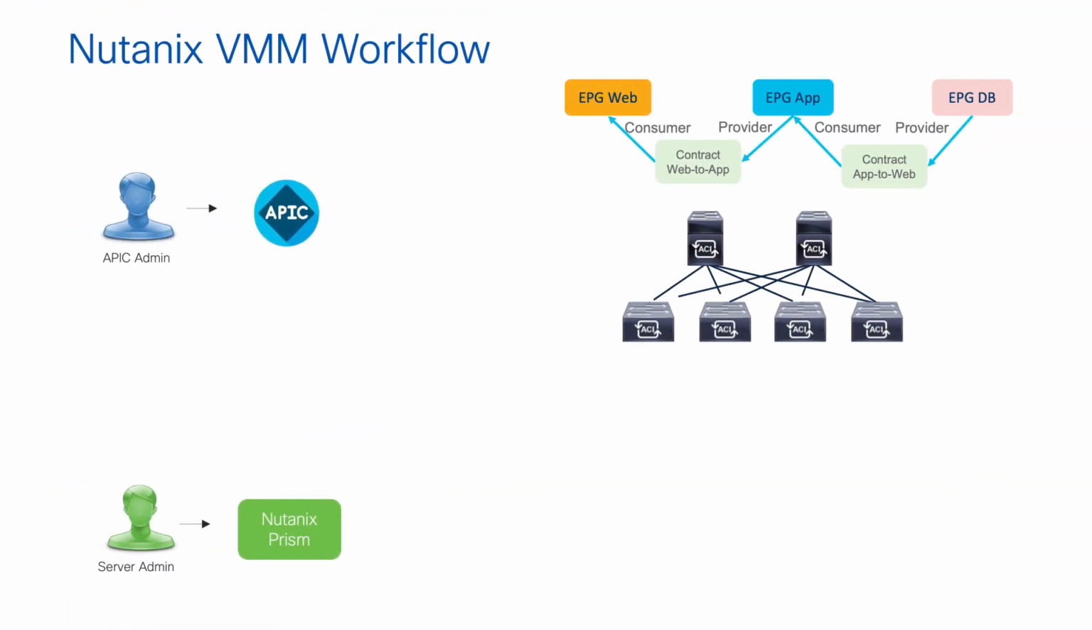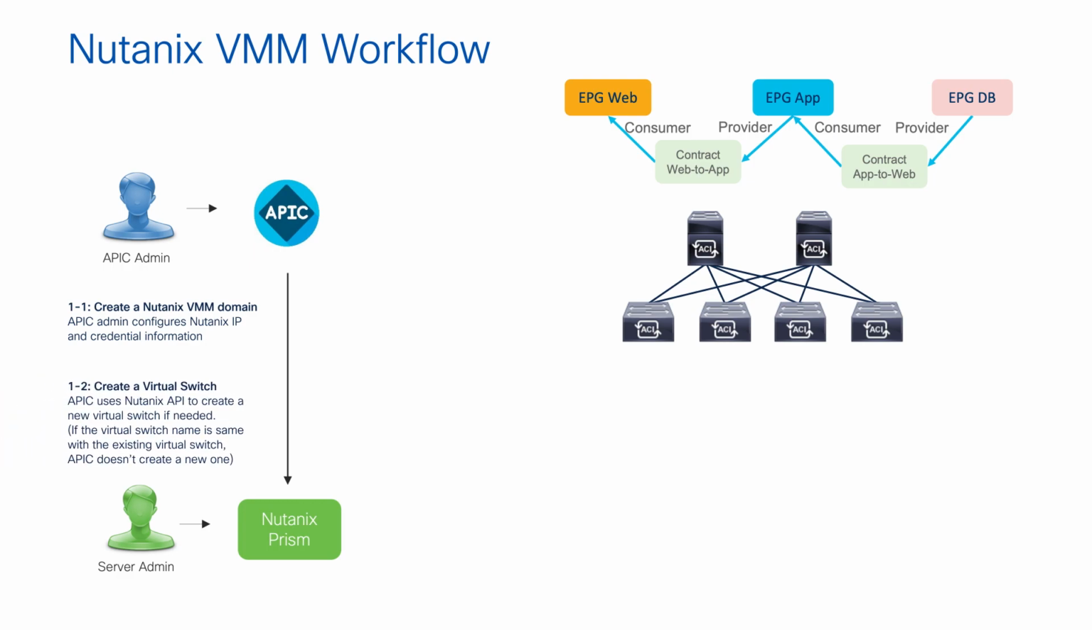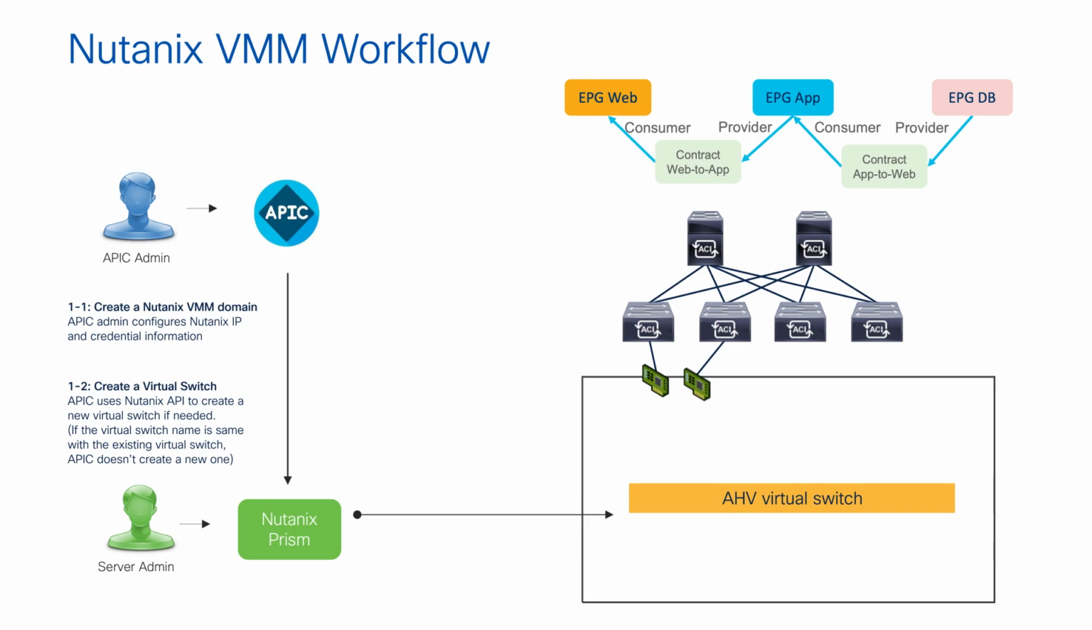Let me explain the workflow before going to the demo. The first step is that APIC admin creates a Nutanix VMM domain. We have two options here. We can use an existing virtual switch on Nutanix or APIC can create a new virtual switch. If it's a new virtual switch, Nutanix server admin needs to add uplinks to the newly created virtual switch.